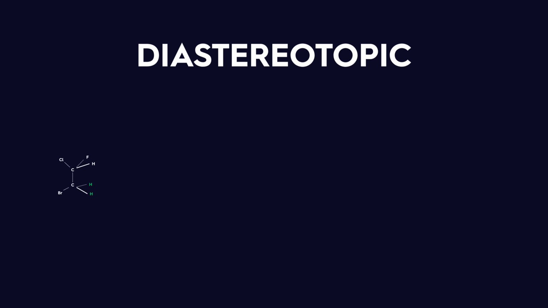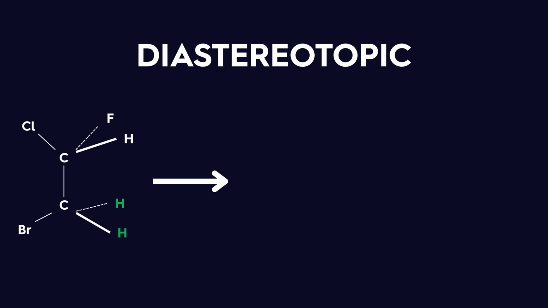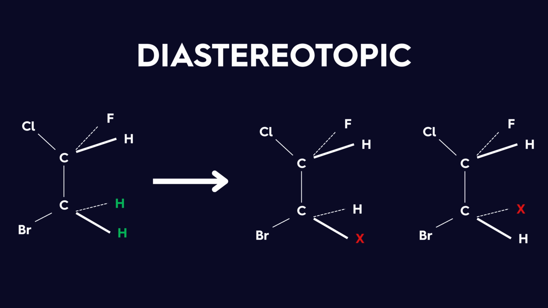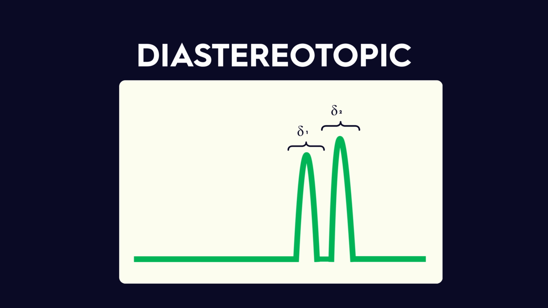Finally, case 4, diastereotopic. If replacements give diastereomers, the protons are diastereotopic, chemically inequivalent. They usually appear at different chemical shifts and may also couple to each other. That wraps up the 4 key categories of proton relationships.